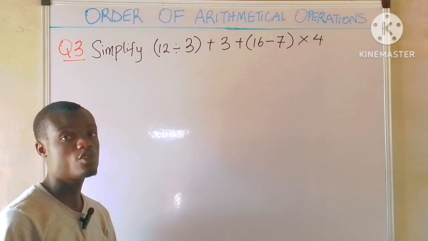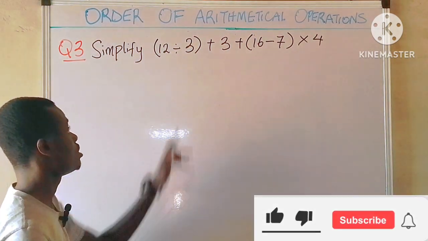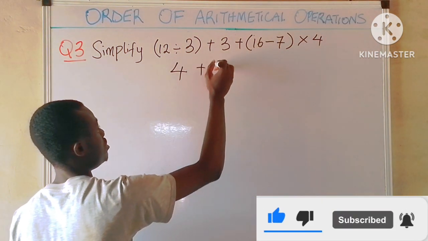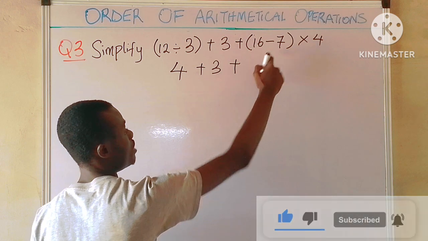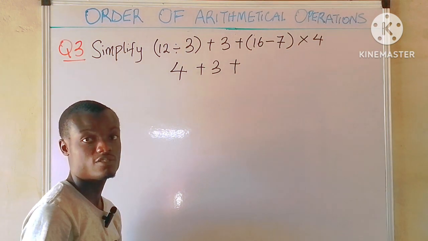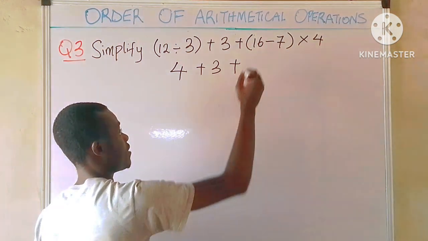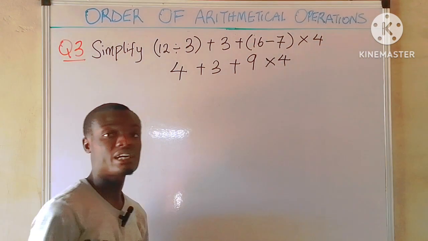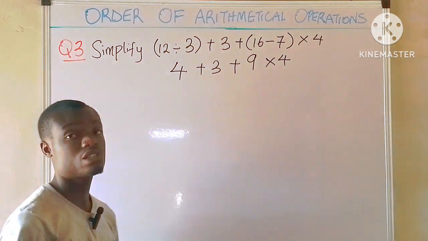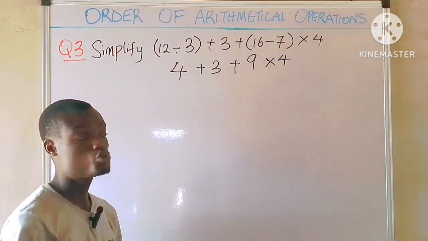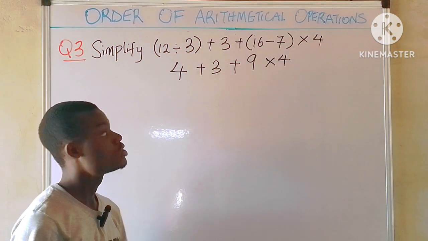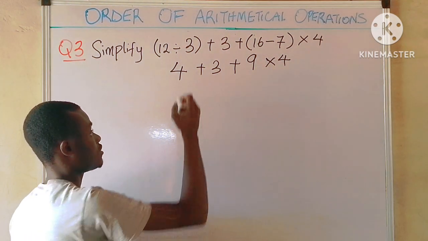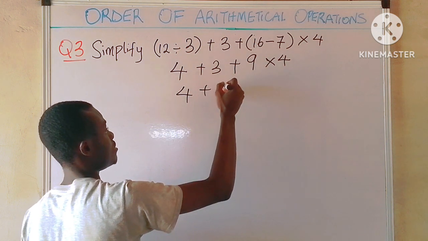So remember, we have to solve what we have in the bracket first. So in the bracket, we have 12 divided by 3. This will give us 4 plus 3 plus, in this bracket, we have 16 minus 7. And 16 minus 7 will give us 9. So we have 9 times 4. So after bracket, we solve for order. But in this question, we don't have a power and we don't have a root. So we move to division. We have no division. So we move to multiplication, which is 9 times 4. And 9 times 4 will give us 36.